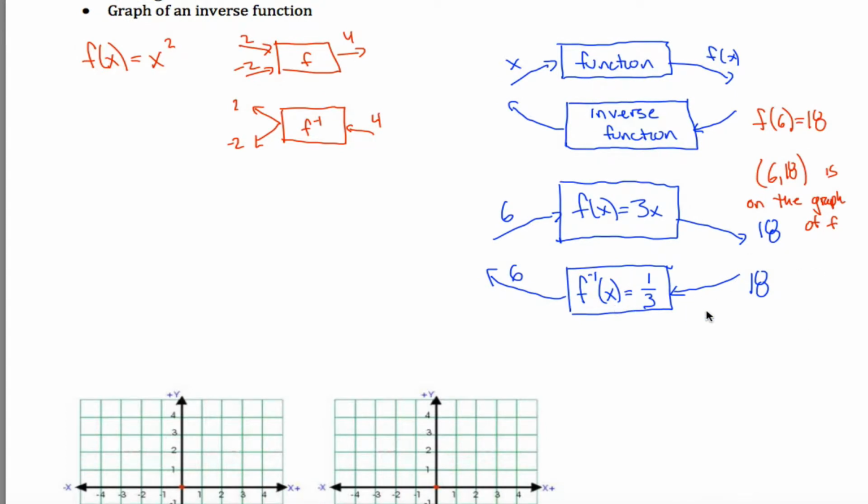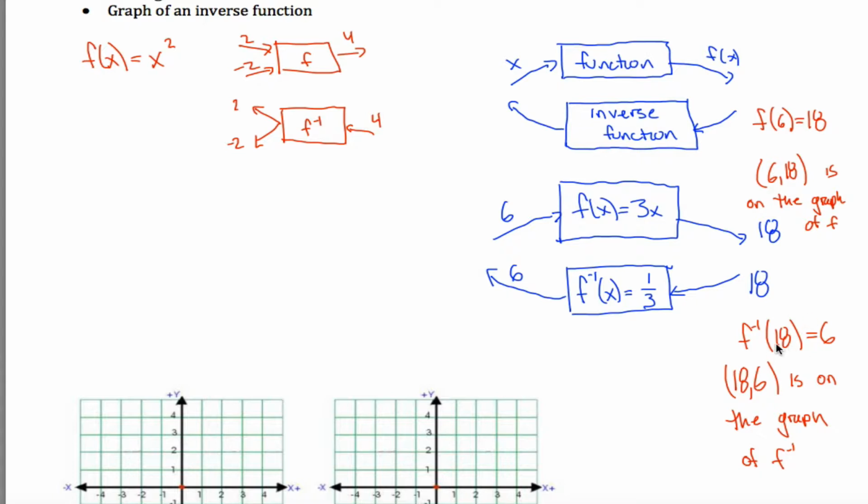That tells me a lot of stuff about the inverse. I immediately know that f inverse of 18 must be equal to 6. I immediately know that the point (18, 6) is on the graph of f inverse. Because f inverse, the inverse function, is a function in its own right. So everything that we asked before about functions, I will later be able to ask you about inverse functions.